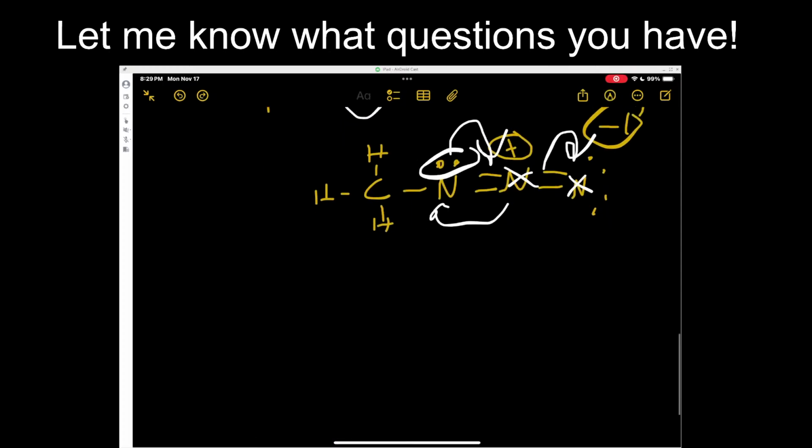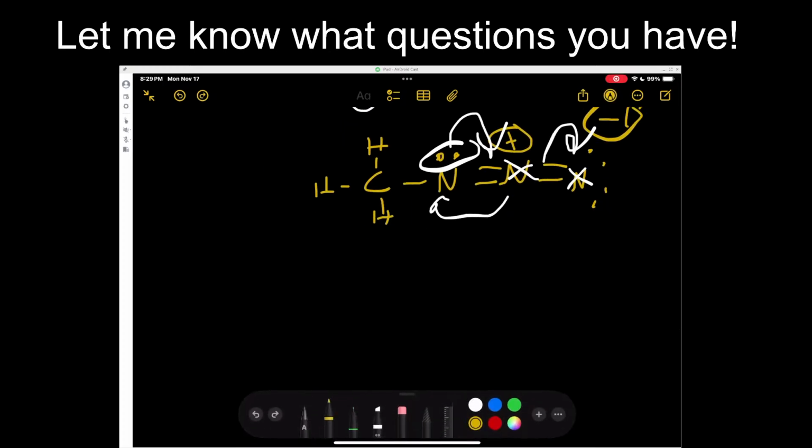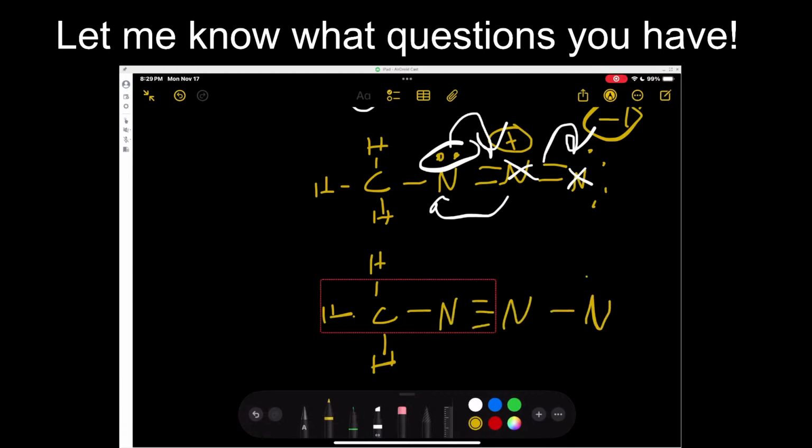So one option is to have my CH3 going to an N now. Going to a triple bond to this end, and out to this end. 1, 2, 3, 4, 5, 6. All right, so now, though I'm not sure if I like this Lewis structure, but it's an option.